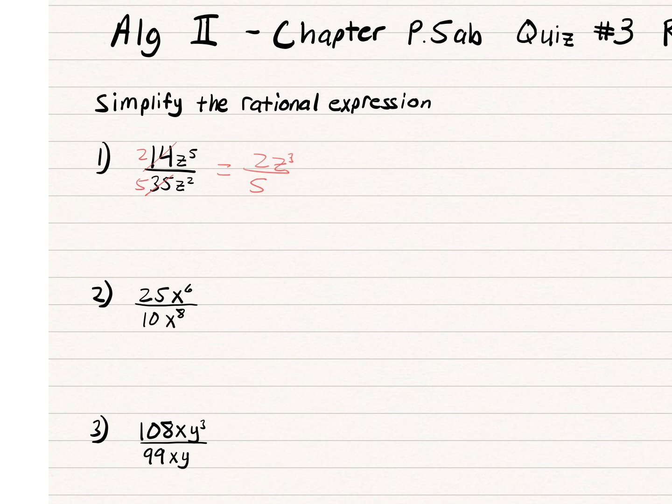Another way that you could do it is subtract the exponents, right? We had a whole section on exponential expressions. So we get z to the 5 minus 2, which is z to the 3rd, which is the same as we got here.